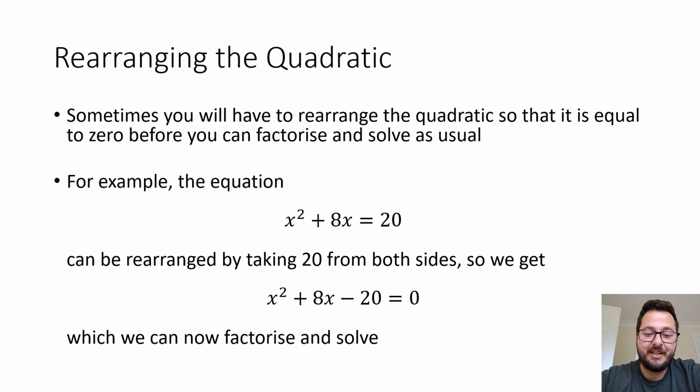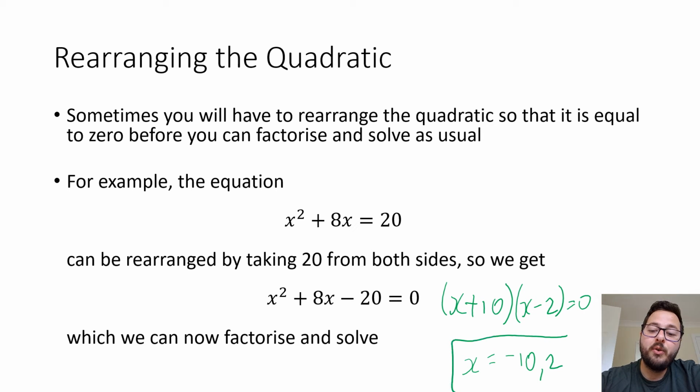Yeah, so let's just solve it, why not? This is going to be x plus 10, x minus 2 equals 0, and then swap the signs, so x is going to be minus 10 or plus 2.